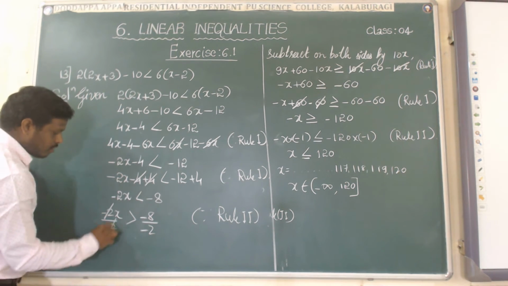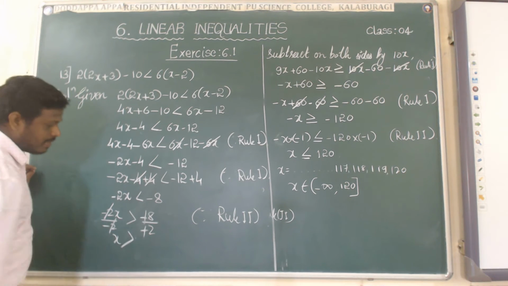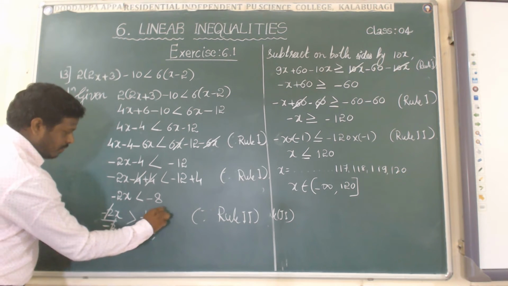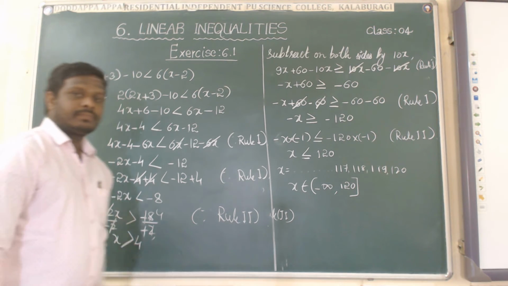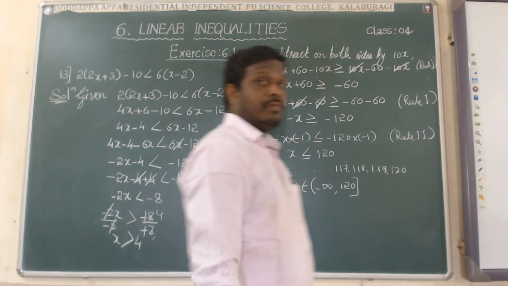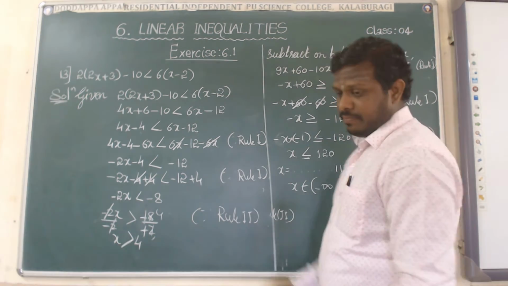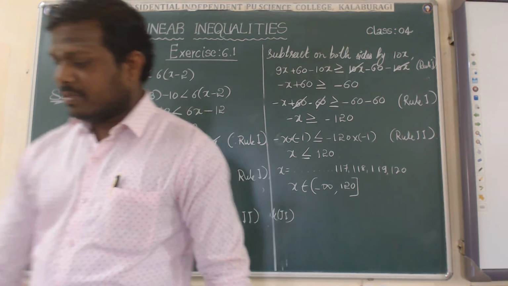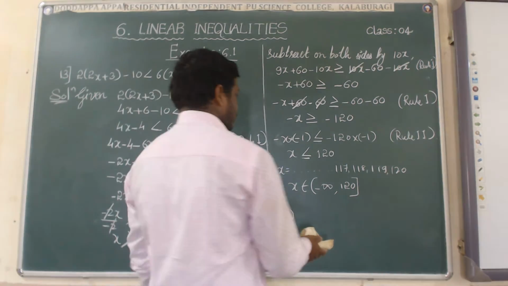This -2 becomes 1, and you write x is more than, the minus signs get cancelled, and 2 fours are 8, so 4. The value of x is more than 4. What are the values of x here? If this statement is there, how can we write the solutions of x?